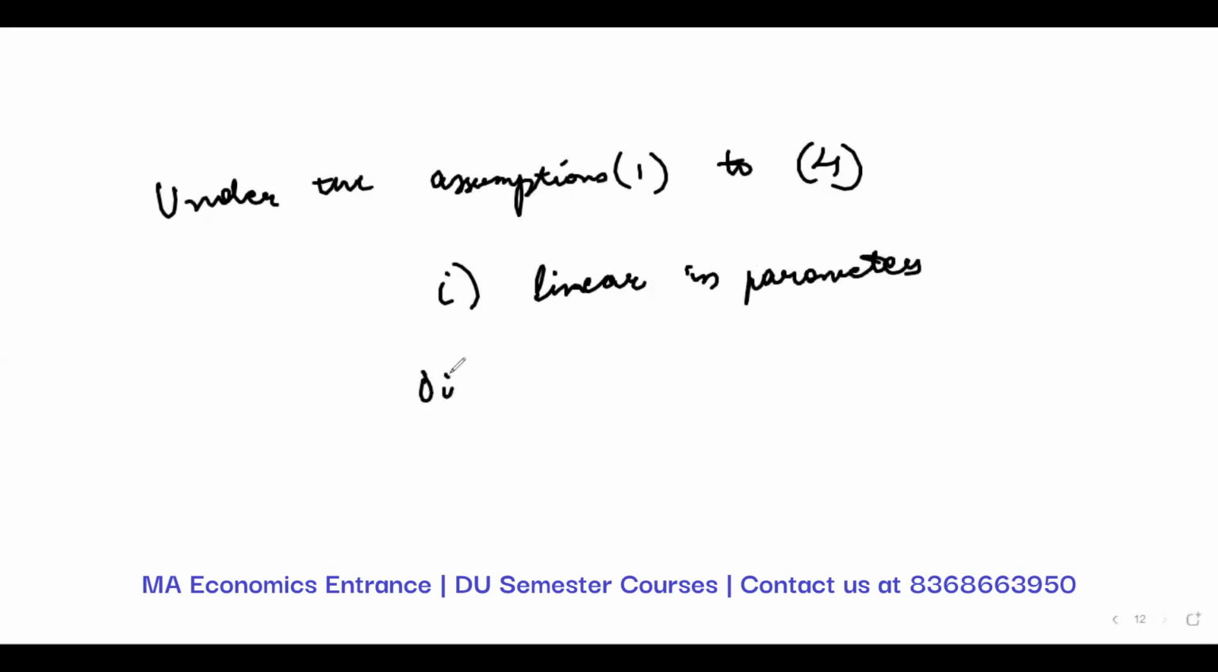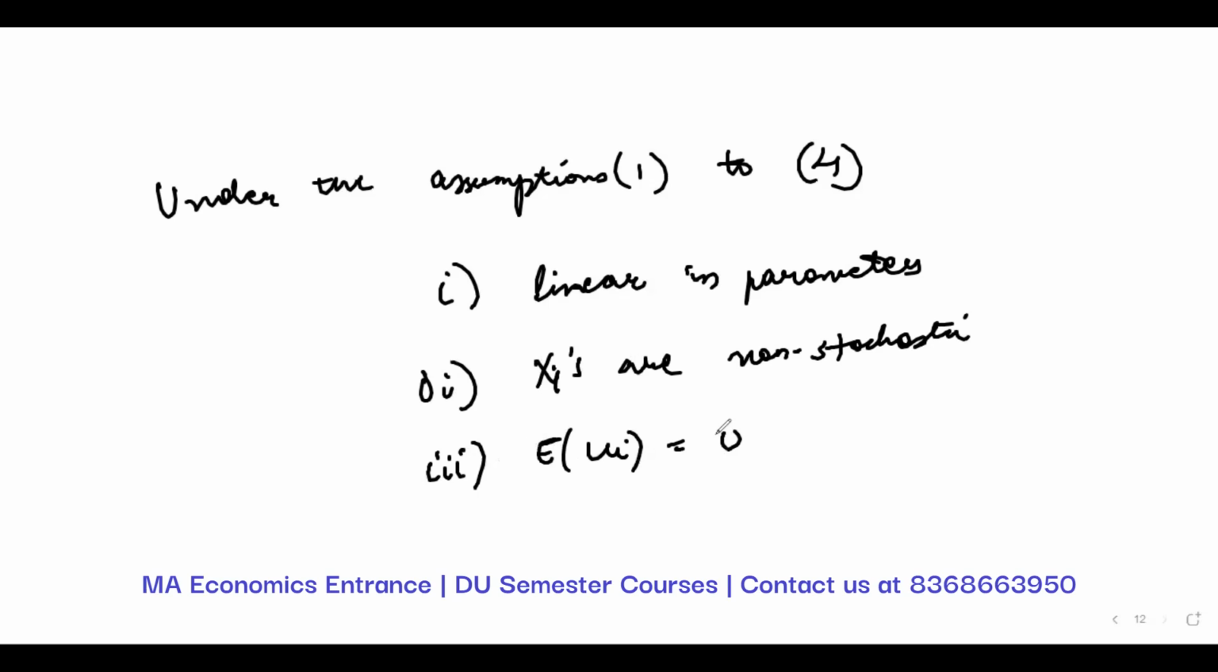Second, xi's are non-stochastic. Third, E of ui is 0. And fourth, xi's have a nature that not all xi's in a sample should be the same. Otherwise, they won't be able to explain any variation in yi. So, variance of xi is greater than 0.